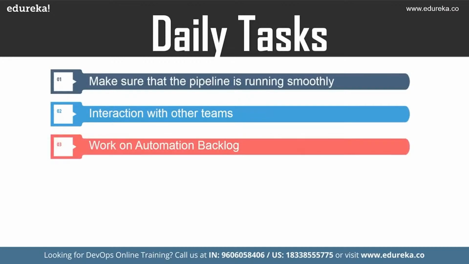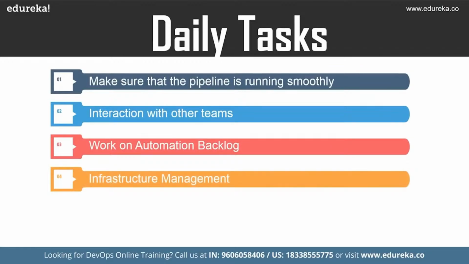The next point here is working on the automation backlog. Automation is the soul of DevOps, and so a DevOps engineer needs to plan it out, and he spends a lot of time behind the keyboard working on automating stuff on a daily basis. The next point here is infrastructure management. DevOps engineers are also responsible for maintaining and managing the infrastructure required for the CI/CD pipeline and making sure that it is up and being executed optimally. This is also a part of their daily schedule, say for example, working on a backup and making sure that the systems are always highly available, a new platform setup, and so on.